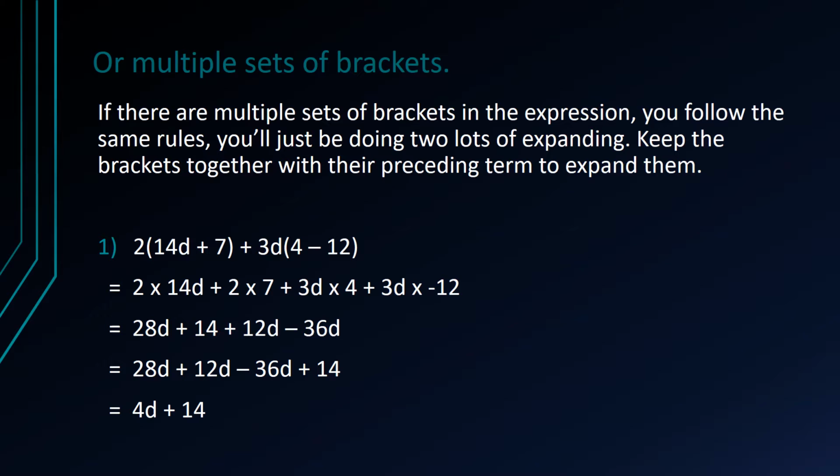We've got the 2 times 14d plus 2 times 7. And then we're adding the 3d times 4 plus 3d times negative 12. So we get 28d plus 14 plus 12d take 36d. So obviously there's some more simplifying we can do there. And just because we've got so many terms here, I've rewritten them so that we're grouping the like terms. So I've just rewritten it, same numbers in a different order. 28d plus 12d minus 36d plus 14. And what you end up with is 4d plus 14.